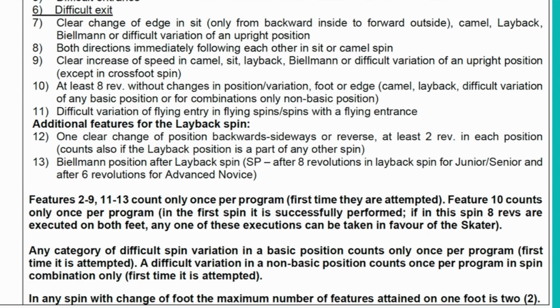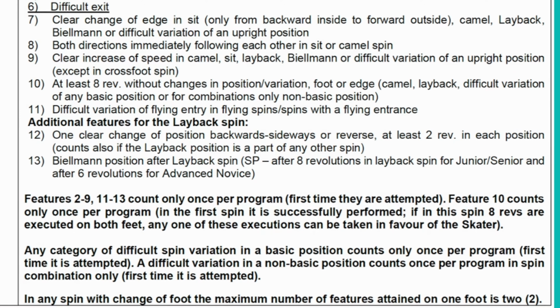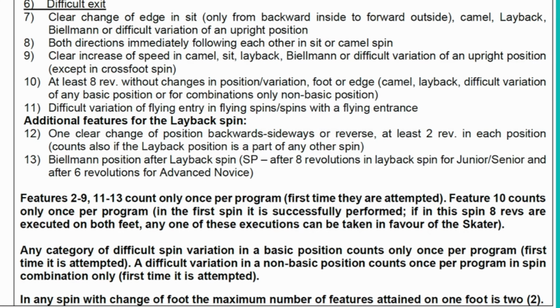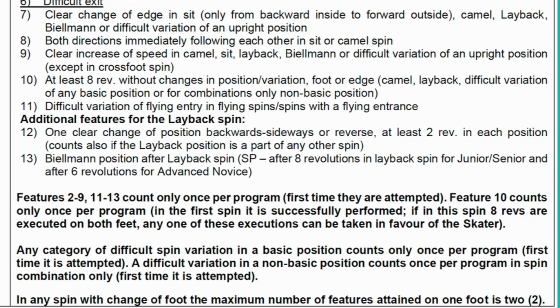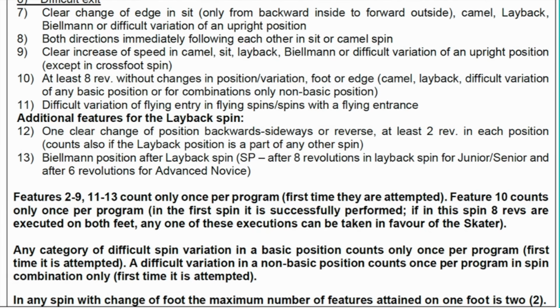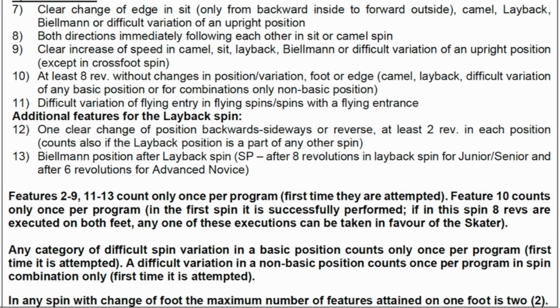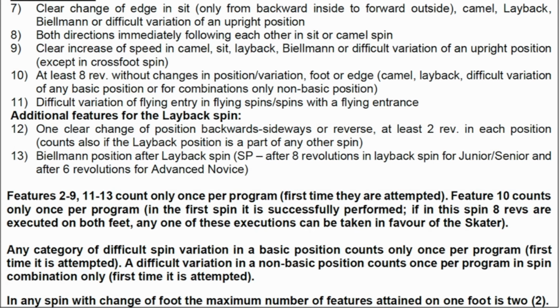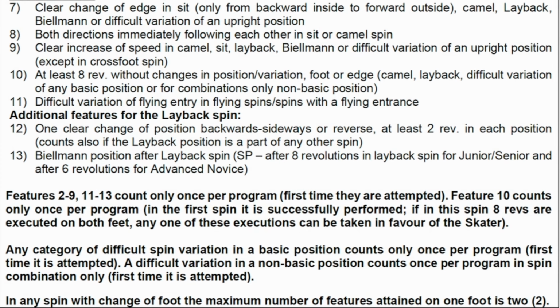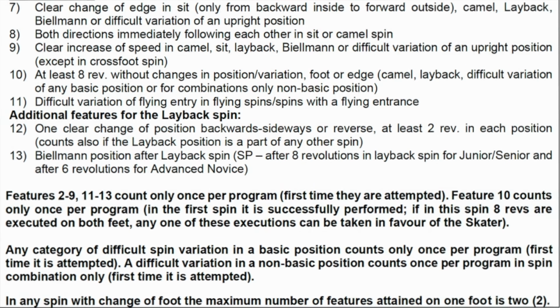Each category can only be used once per program for a level feature. The first attempt is the only one counted, whether the difficult variation is actually achieved or not. A difficult variation is considered attempted when this variation is clearly visible, independent of the fact that the variation was actually counted or not. A difficult variation in a non-basic position is only considered for a level feature in spin combinations. If a difficult variation in a non-basic position of a spin combination is quite similar to one executed difficult variation in a basic position, the last performed of these 2 variations will not be counted as a level feature.